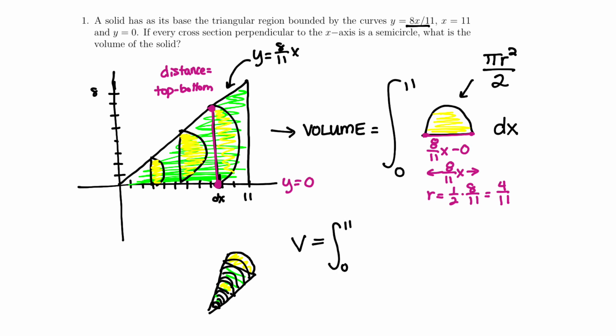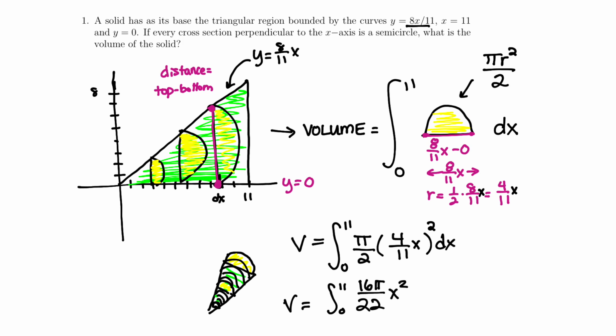So the volume would be pi over 2 times r squared, which is 4 over 11 squared with an x in it. Sorry, has the x on it. dx. And I think everybody can take this and integrate this sucker. I would take my numbers and I would start with them. What is that? 16 pi over 22, x squared, and then you integrate.